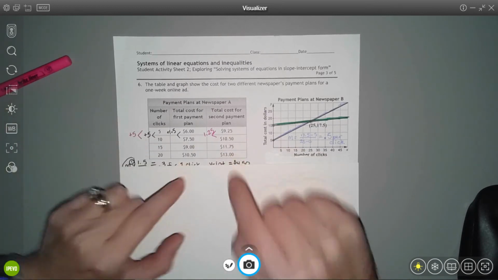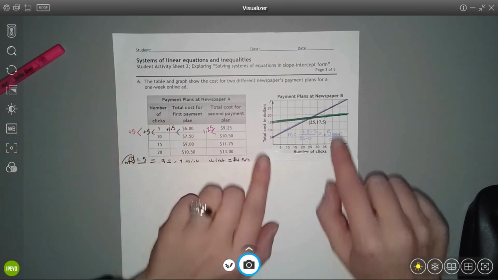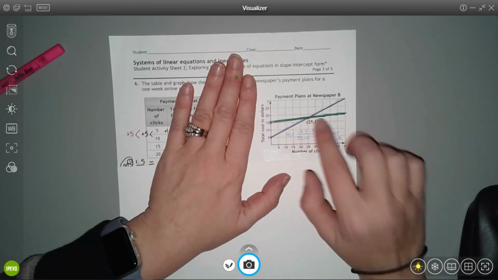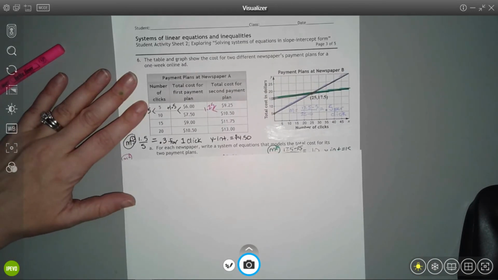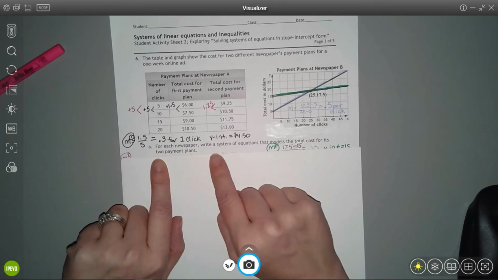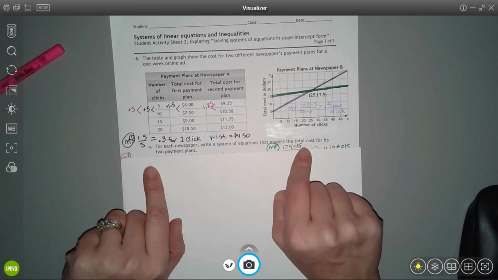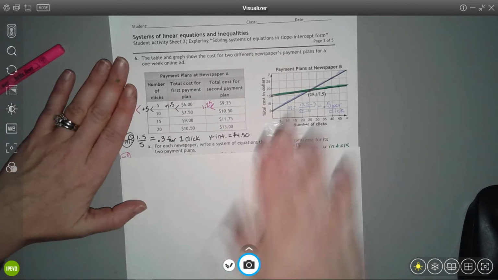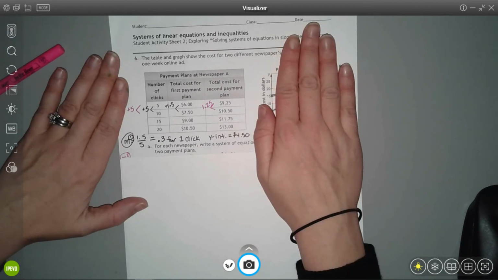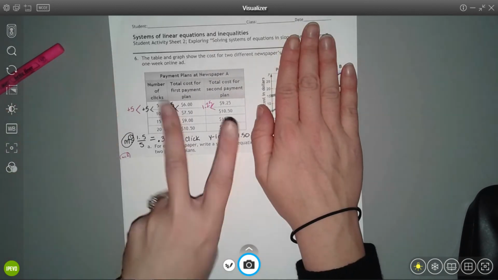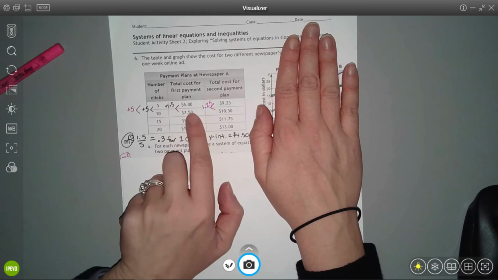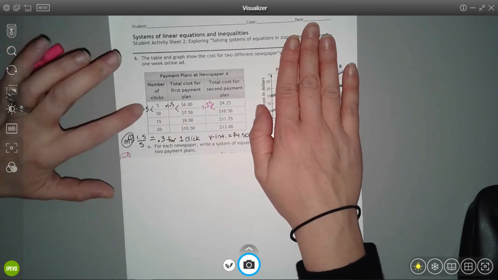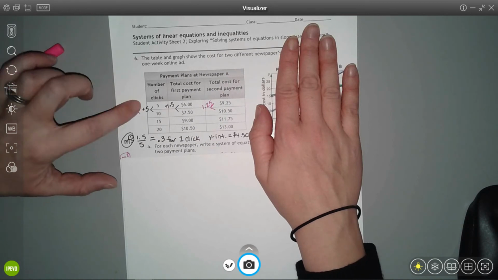Things may get cheaper. And then newspaper B, they did 2 different graphs. They graphed 2 lines here. So they said for each newspaper, write a system that models the total cost for 2 payment plans. So let's just break this apart. We're not even going to look at newspaper B first. We're going to set up a system, so 2 different equations for newspaper A. This is a little confusing because we have a lot going on here and how they set up this table.